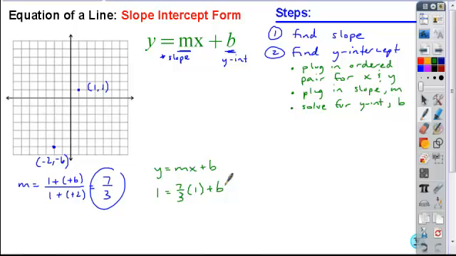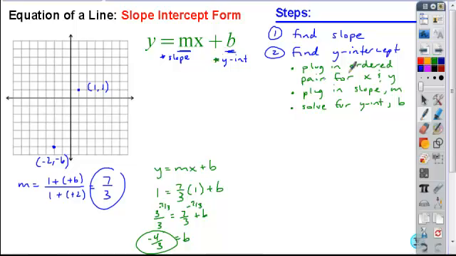Okay, so when we go through to solve this, we get 7/3 plus b is equal to 1. Now, because I'm working in a fraction form here, I'm going to turn 1 into the same fraction. So 1 in terms of thirds is how many thirds? 3. So that's just going to make it easier for me to do my little hand calculation. As I subtract 7/3 from both sides, I get my b value is 3 minus 7, -4/3. So I found my y-intercept.